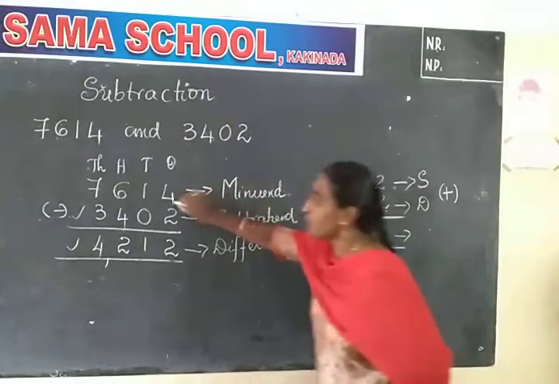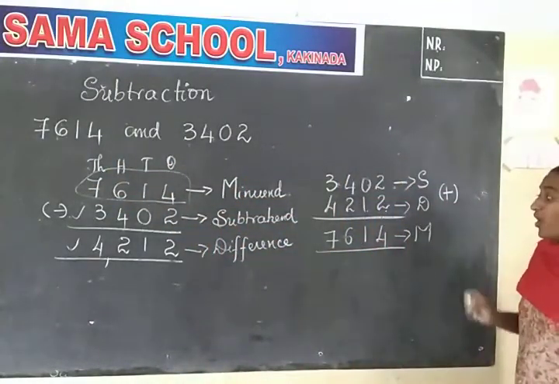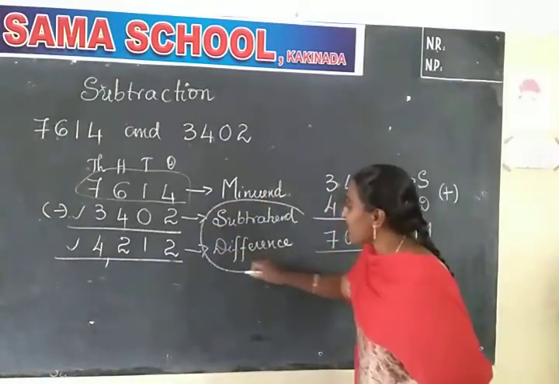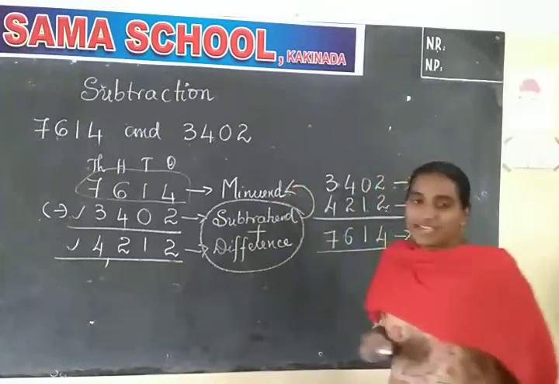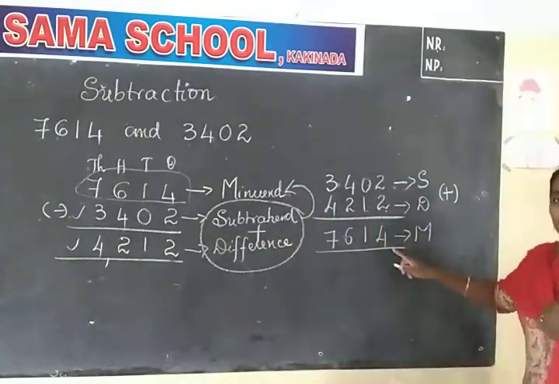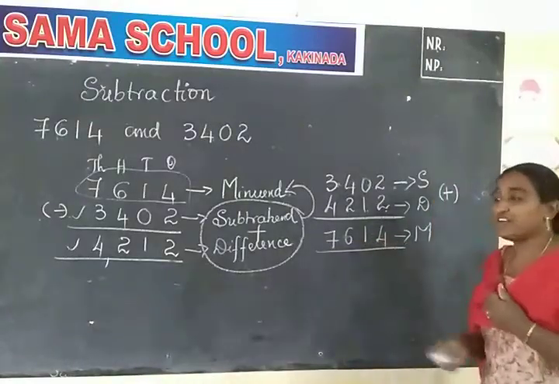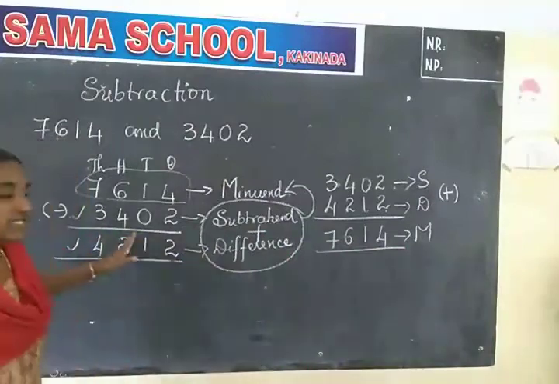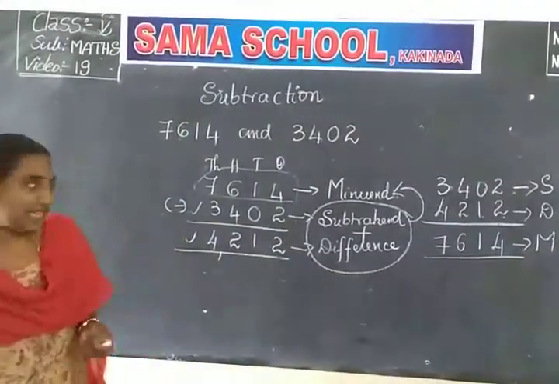See, what did you get? What is the minuend? The same number you got here, right? So how can you check the answer? You have to add the subtrahend and difference. Then you will get the minuend. If you get this minuend, your answer is correct. Suppose you get a wrong answer here, then you have committed a mistake while doing the subtraction. Is it clear, children? Let me explain another example.